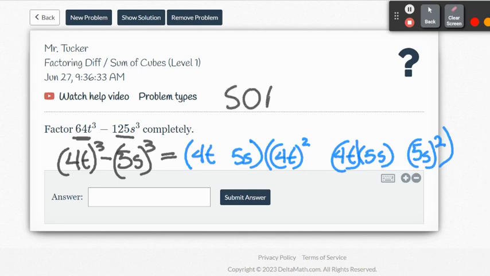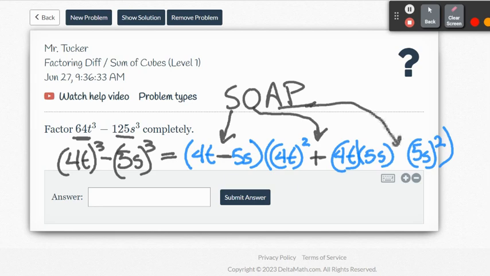And again, the SOAP acronym stands for same, opposite, always positive. So this is the same sign. We start with a minus sign, so we just put a minus sign in there. And then this second one is opposite. So we had a minus. The opposite is plus. And then the last one is always positive. So we put a plus sign in the back. So minus, opposite, always positive. So this is the correct form. And then all we have to do now is just simplify correctly.